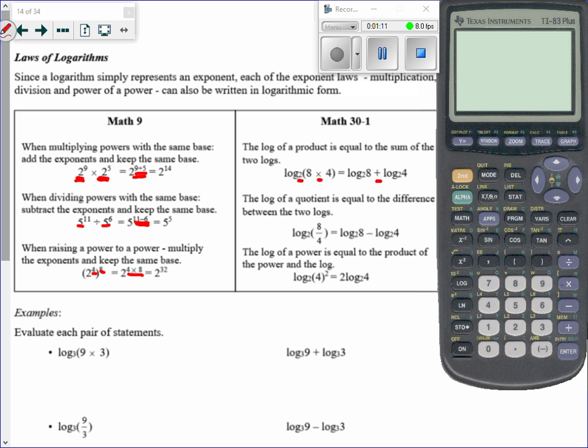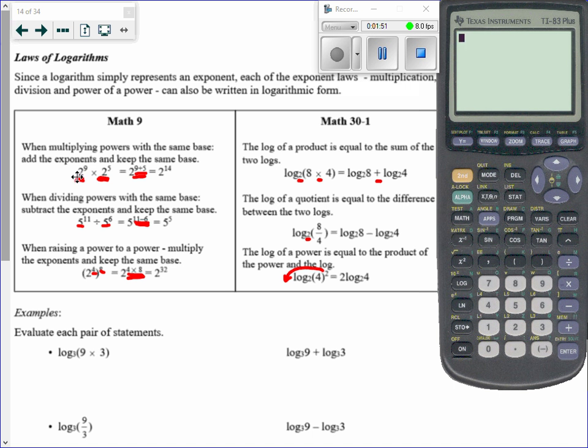If you have a log of two numbers and they're in the same base, these are both in base 2, then what you would do is just subtract those two logs. So the log in base 2 of 8 minus the log in base 2 of 4. And same thing when you were raising a power to a power and you multiplied the exponents. In logarithmic form, the log of a power is equal to the product of that power and the log. So this exponent would actually be brought down in front and multiplied: 2 times log in base 2 of 4. Okay?